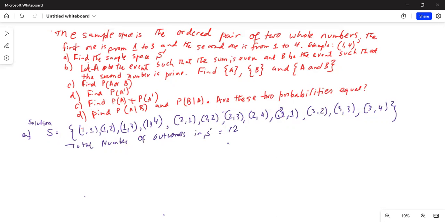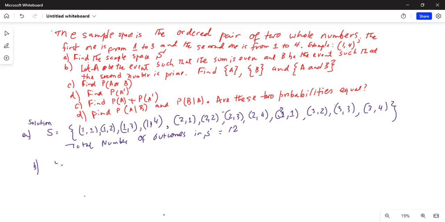Then part B says, let A be the event such that the sum is even, and let B be the event such that the second number is prime. Find A, B, and A and B. So we have to define the sample space for A, B, and A and B. First, A is the event such that the sum is even.